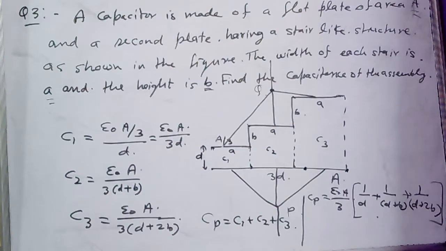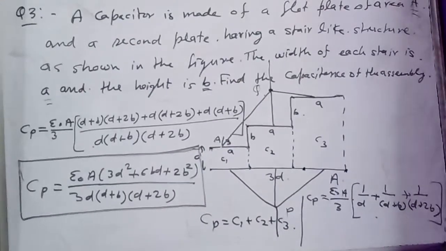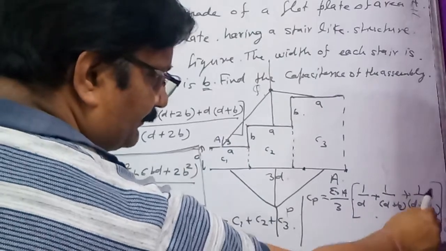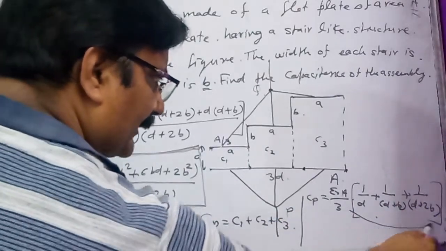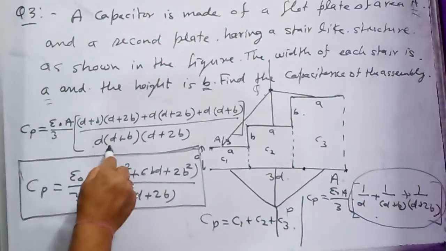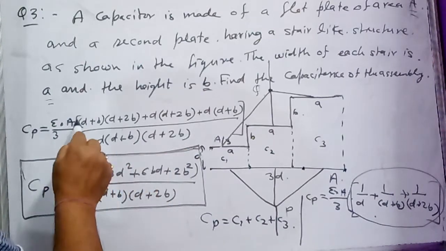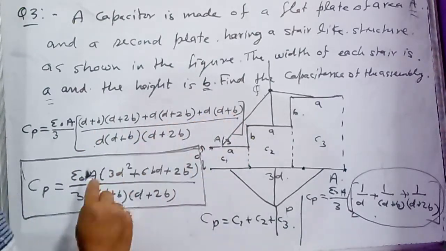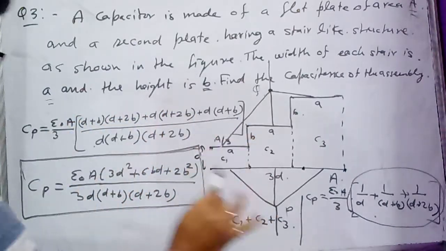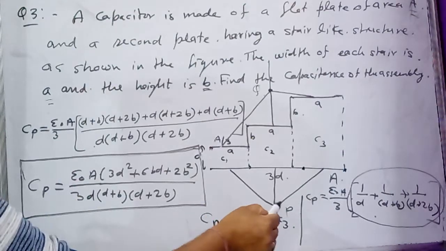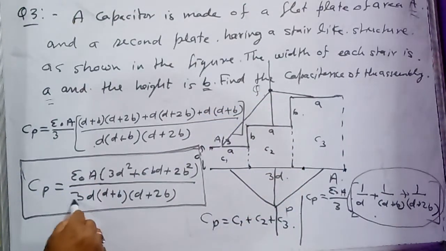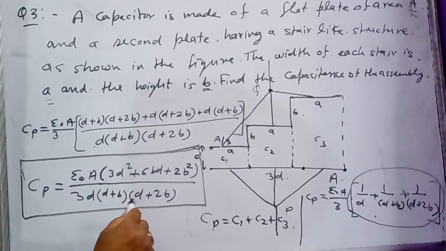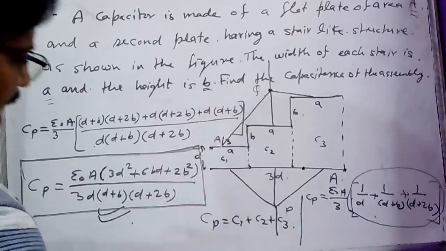Now if we take the LCM and solve this, the LCM of the quantity inside the bracket is going to be D into D plus B into D plus 2B, and in the numerator, D plus B into D plus 2B plus D into D plus 2B plus D into D plus B. If you solve this, the answer of this question comes out to be Cp, the equivalent capacitance of this capacitor, equals epsilon naught A by 3D multiplied by 3D square plus 6BD plus 2B square, whole divided by D plus B times D plus 2B. This would be the answer for this question.